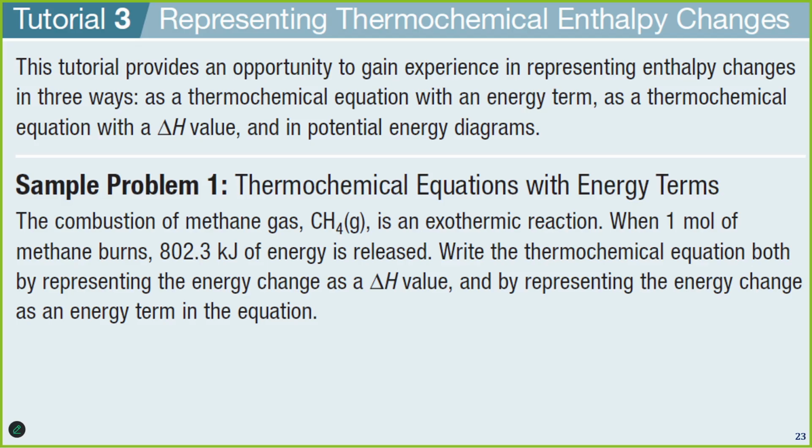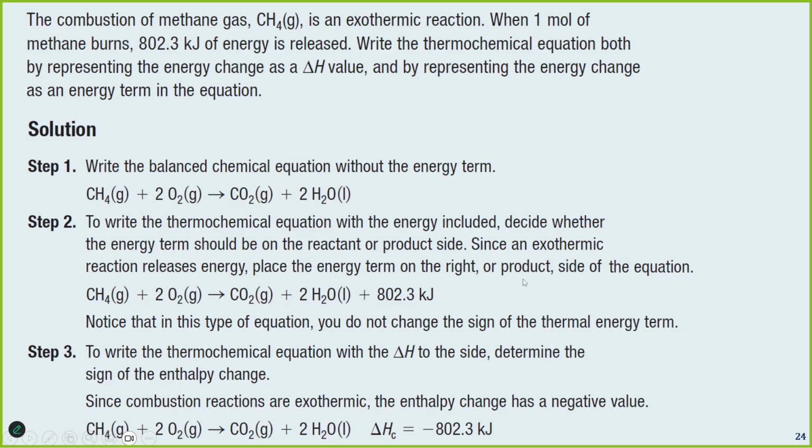Okay, you should have finished. Let's have a look at the solution. Step 1, we can write a balanced chemical equation without the energy term. Then step 2, to write the thermochemical equation with energy included, decide whether the energy term should be on the reactant or product side. Since an exothermic reaction releases energy, we can place the energy term on the right side or product side of the equation.